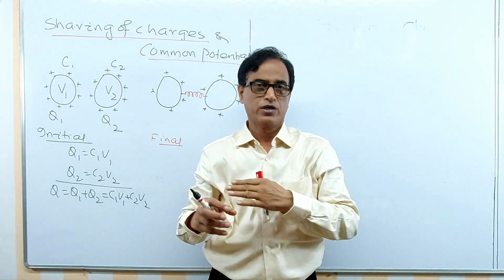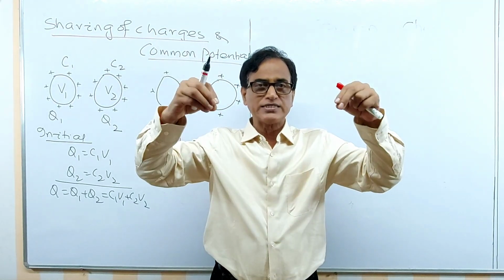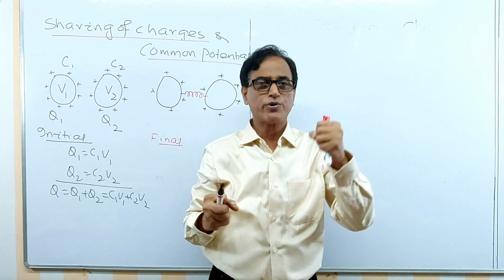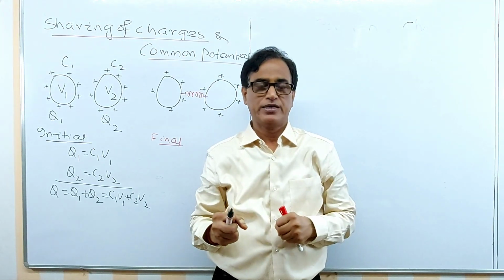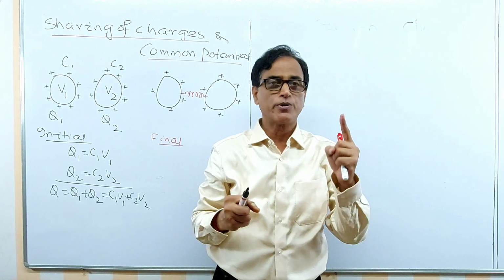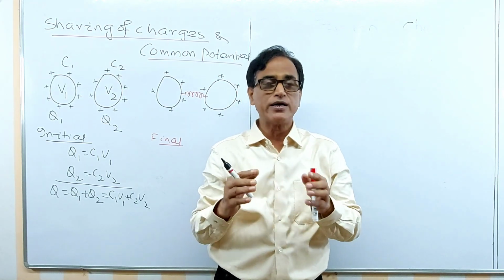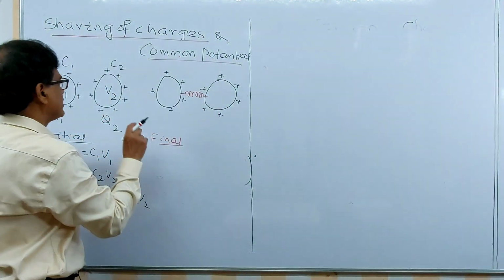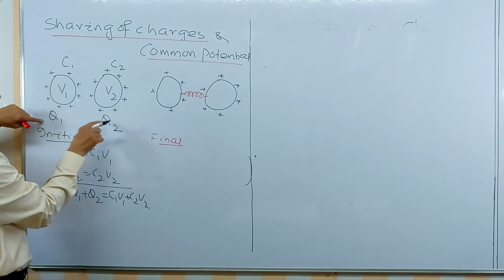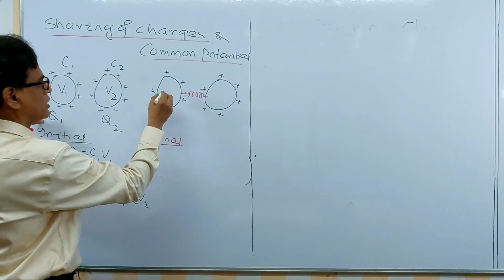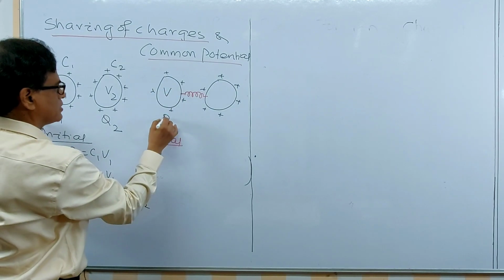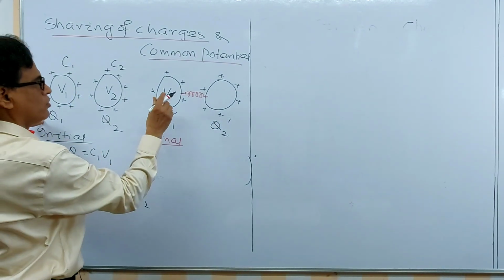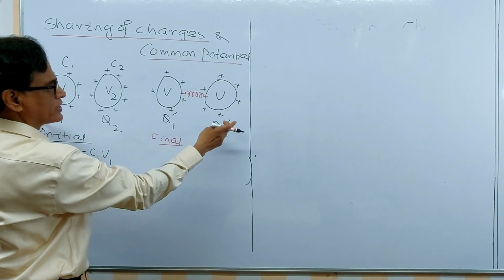I think you know this one. Whenever you have two points in an electric field having a difference in potential, a body can move from high potential to low potential. In a similar manner, a charge can flow from high potential to low potential, but whenever the potential is the same, no charge can flow. That is equipotential. Thus, when the potentials are different, they are connected. Now, the charge here becomes Q1 dash, here becomes Q2 dash. The charge will flow from one potential to another potential.